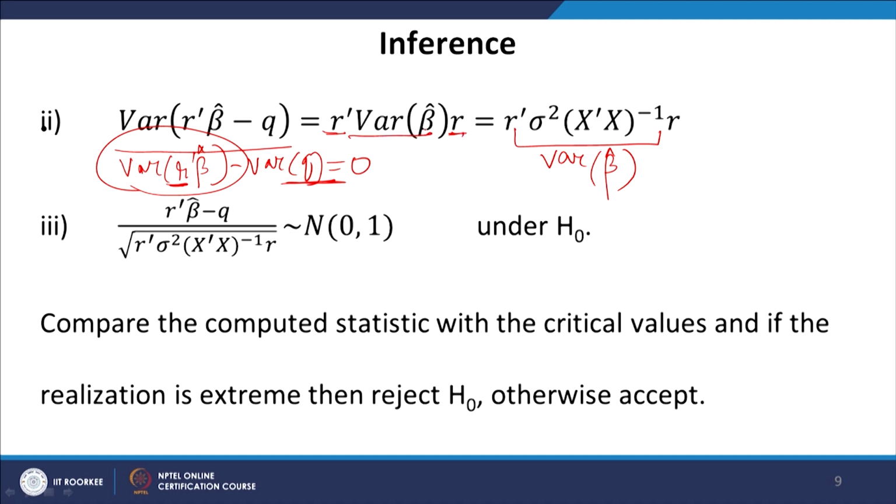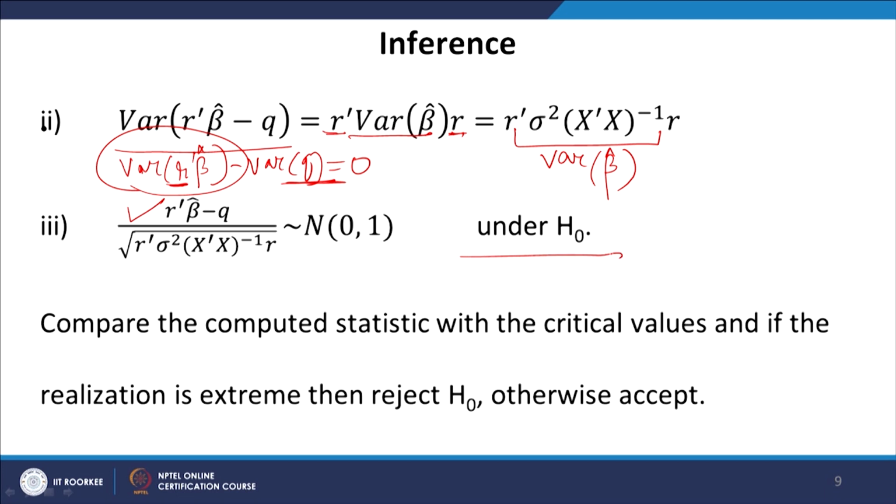So, R prime sigma square X prime X inverse R is the expression for variance of R prime beta hat minus Q, and that is how we have R prime beta hat minus Q divided by the standard error, or root over variance of R prime beta hat minus Q, following a normal distribution with 0 mean and 1 standard deviation. Okay. This is under the null hypothesis.